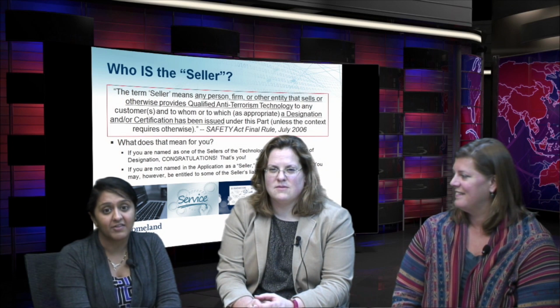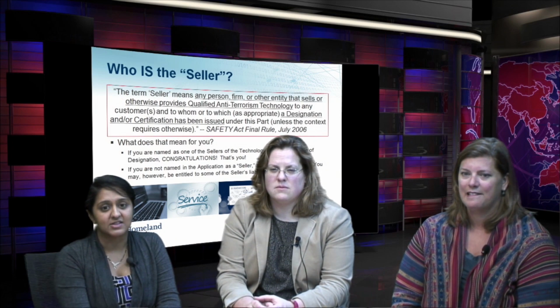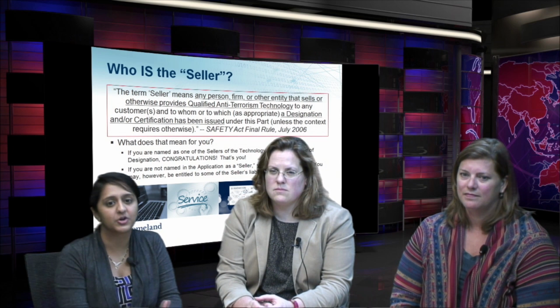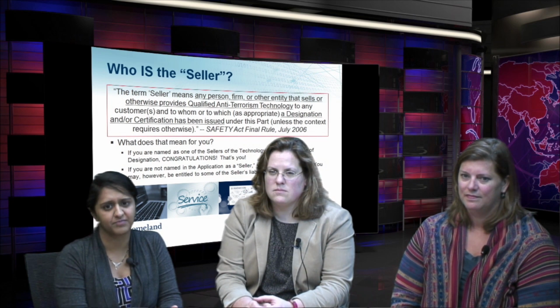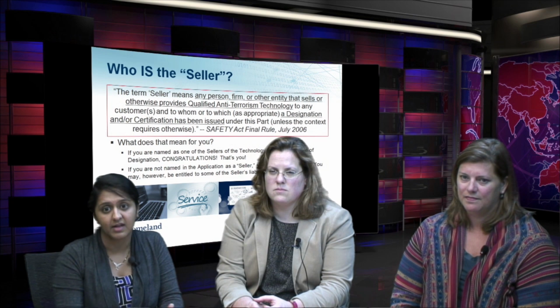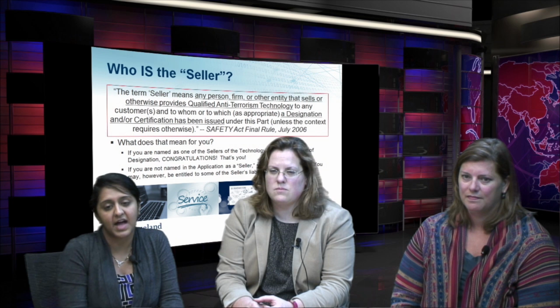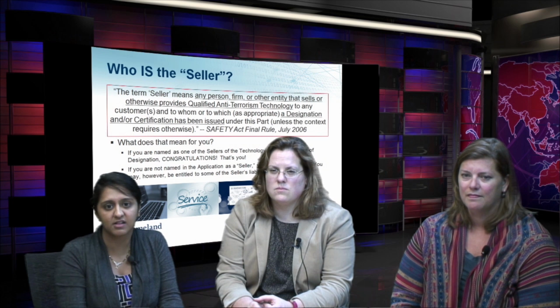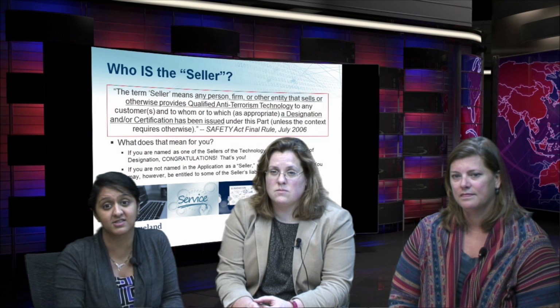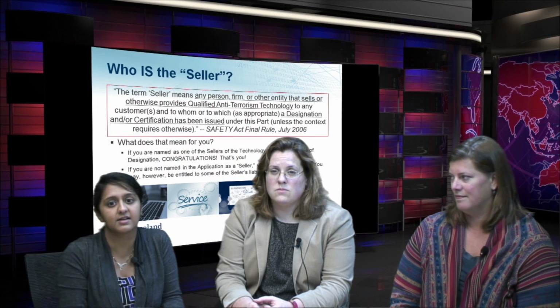Applicants, especially novice ones, routinely ask who exactly should be listed as the seller and how do I determine if I have additional sellers. A good rule of thumb is to focus on the anti-terrorism technology. That's the subject of the application. Ask yourself, which entity is legally responsible for this technology? In other words, if the technology causes injury or death, who's likely to be sued?